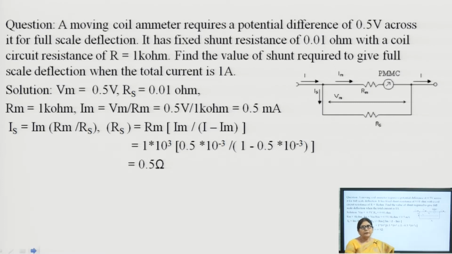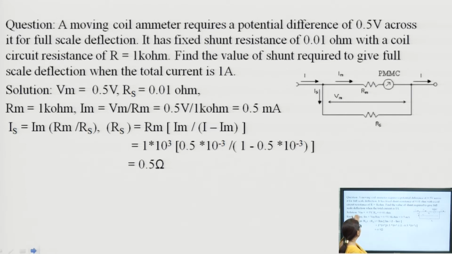Now, the second question is that a moving coil meter requires a potential difference of 0.45 volt across it for full scale deflection, that means Vm is 0.5 volt, and the fixed shunt resistance is 0.101 ohm, and the coil resistance Rm is 1 kilo ohm. So, we have to find out the value of this shunt Rs to make this meter, at full scale deflection, measure 1 ampere current. So, we have to make this meter to measure 1 ampere current.